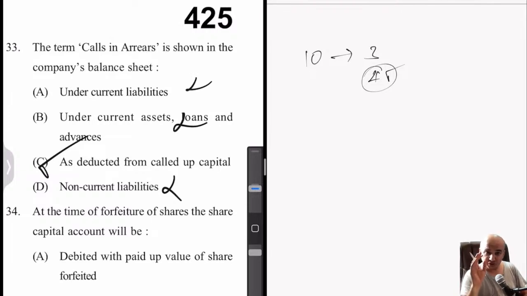This amount is shown in the company's balance sheet, obviously, as a deduction from the called up capital of the company. So therefore option C is in fact the right answer. Okay, so that is about calls in arrears.